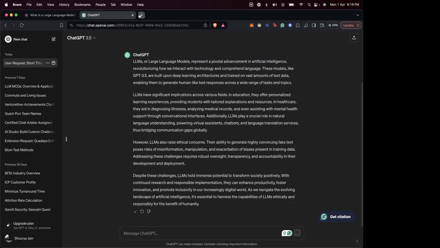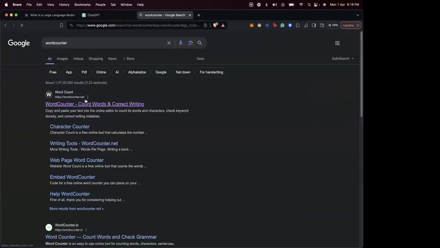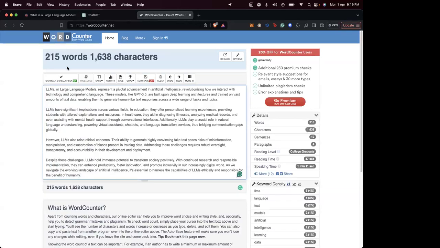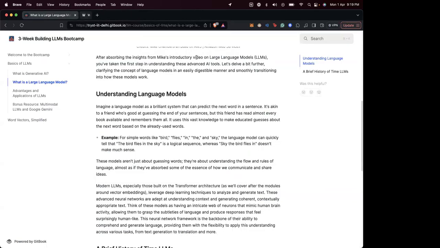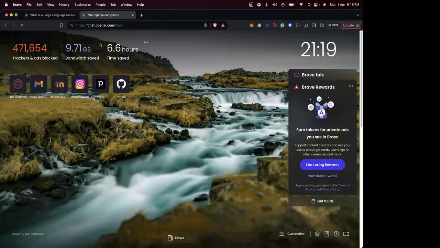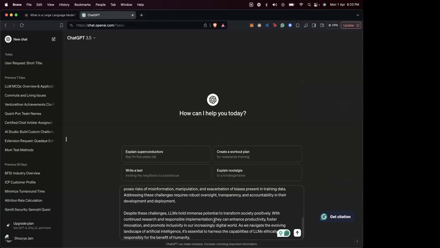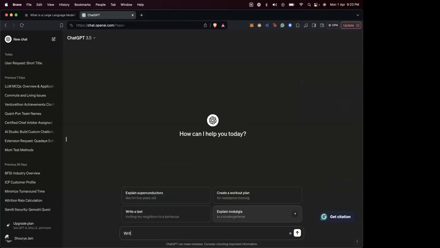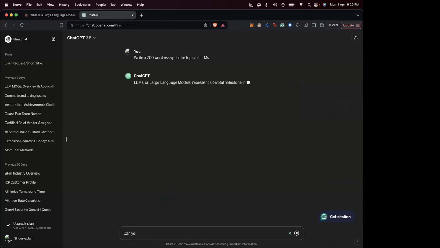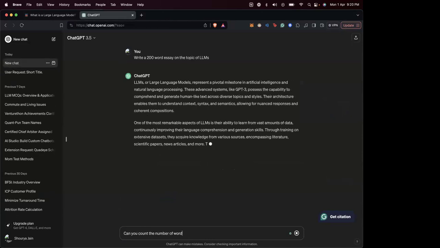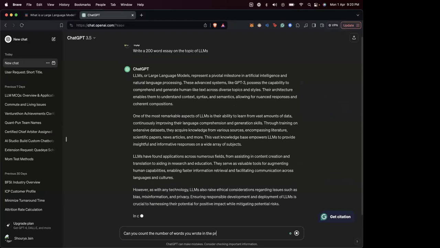So let's check. So you see these inaccuracies. Can someone explain to me why these inaccuracies exist? Can you also write on ChatGPT, then count the words of the essay you wrote? I mean, that is not the point exactly, but okay. Write a 200 word essay on the topic of LLMs. Count the number of words you wrote in the previous message.